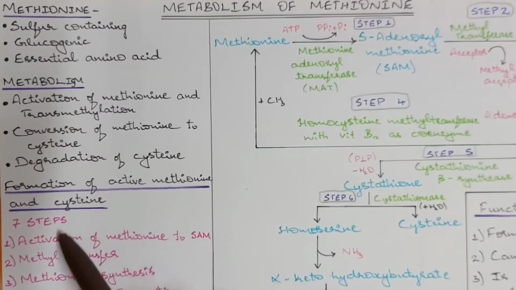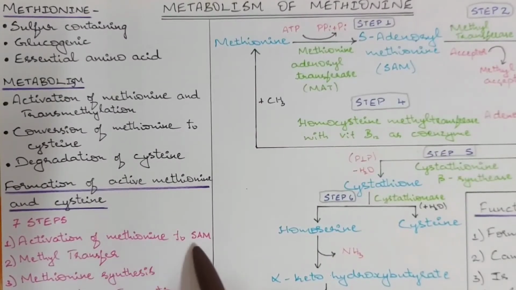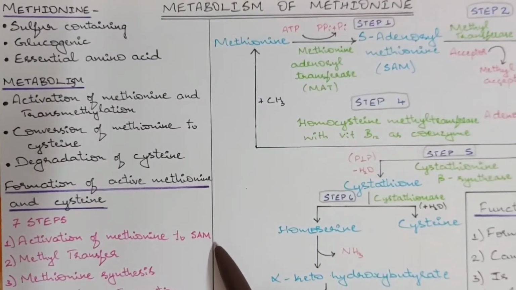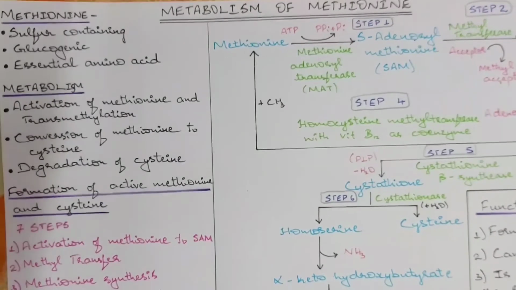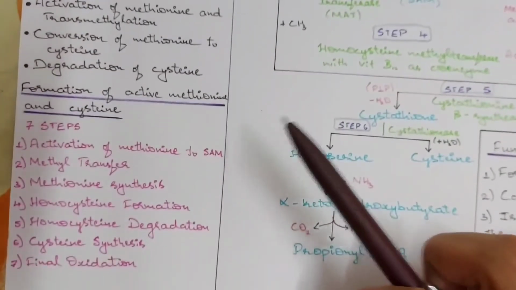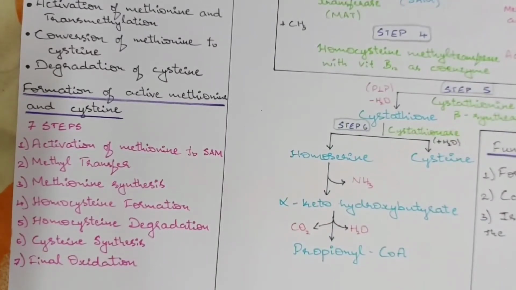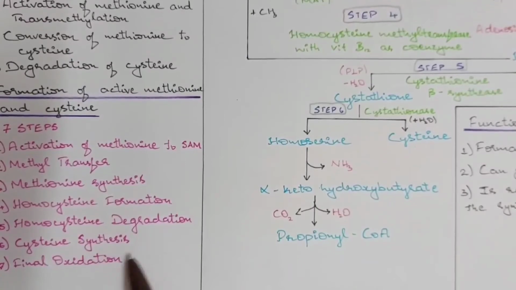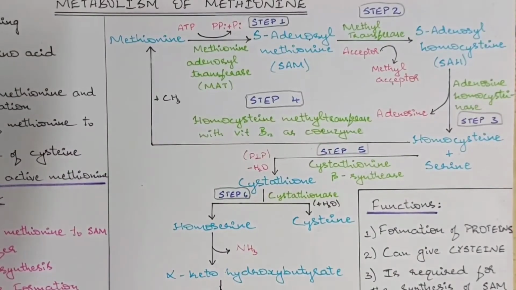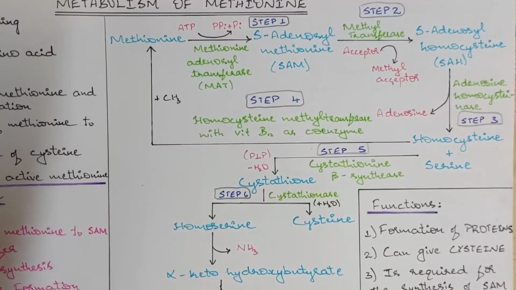It includes 7 steps, namely activation of methionine to SAM, that is S-adenosyl methionine, and methyl transfer. Third step is the methionine synthesis. Fourth step is the homocysteine formation, and the fifth step is homocysteine degradation. Sixth step is cysteine synthesis, and the seventh step is final oxidation. Now we shall study the formation of active methionine and cysteine in detail.